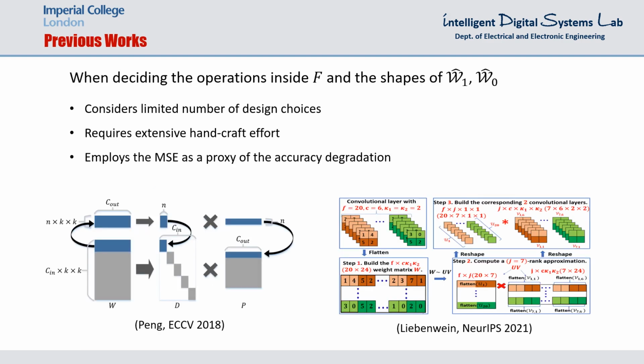If we look at the previous works on low-rank estimation, we found that they only considered a very limited number of design choices, and even for that small design space, their design flow is still not automated and requires extensive handcraft effort to hand-tune these decisions. Also, they favored the mean square error as a proxy of the network accuracy degradation, and we found this estimation is a very poor metric and will lead to suboptimal results.